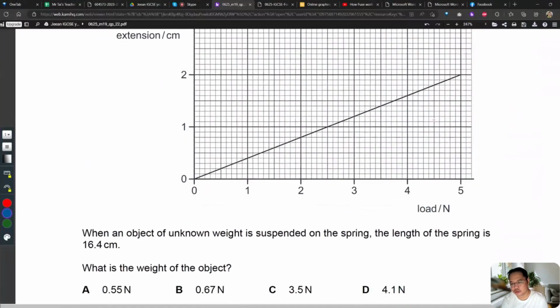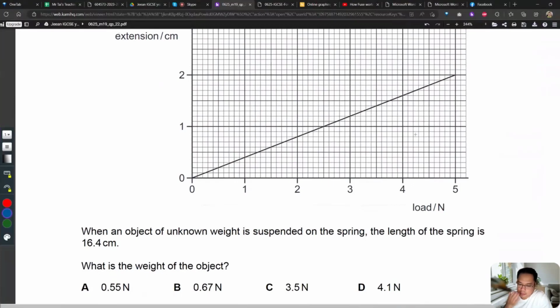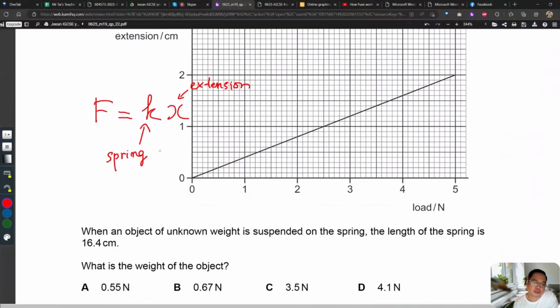Do you have an idea how to find the answer of this question? What can we calculate from the graph? The gradient. And what does it mean, the gradient? Meaning, how do we calculate the weight of the object hanging to that spring? Do you remember this equation? The force equals the spring constant K multiplied with the extension. X here is extension. And K here is called the spring constant.